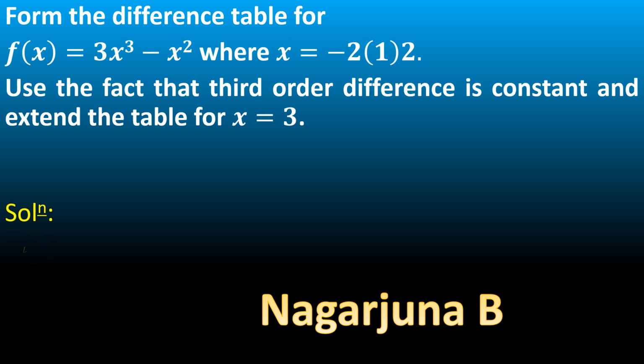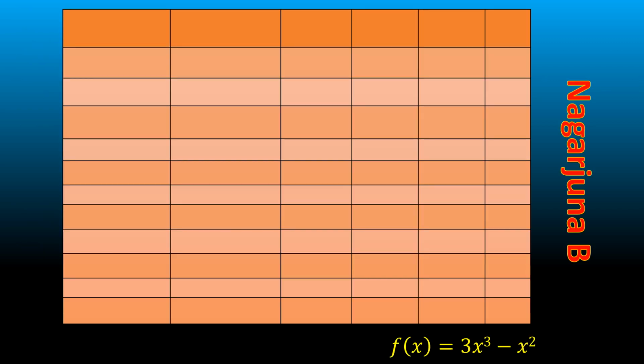Solution: let y is equal to f of x is equal to 3x cube minus x square, and this we use for the purpose of calculating the value of y, which we will be writing in the difference table. Now we shall construct the forward difference table. The first column, values of x, the next values of y, first difference delta, second difference delta square, third difference delta cube, fourth difference delta to the power 4.